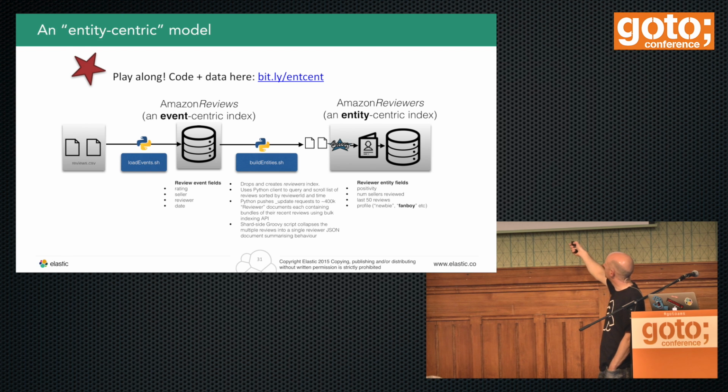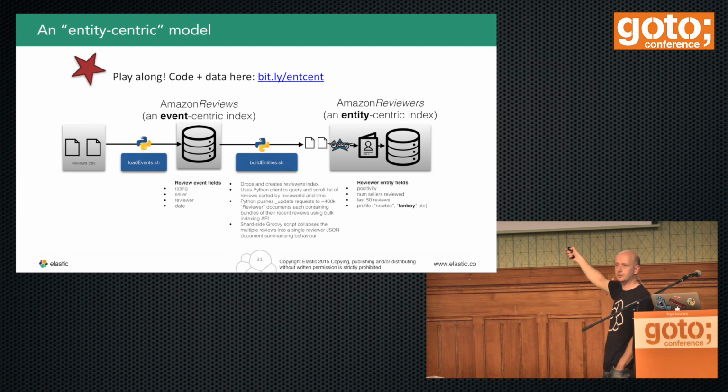You can play with the data. I've got it here. It's a bunch of scripts. You can download it. The raw data is the stuff that we saw earlier. We have a buyer and a seller and a rating and a date. And we load that into our event-centric index.